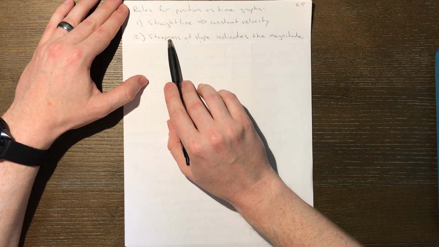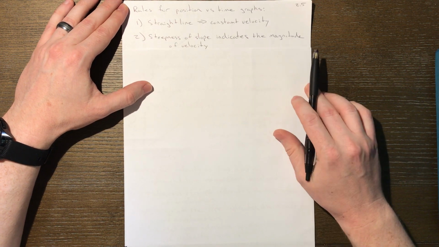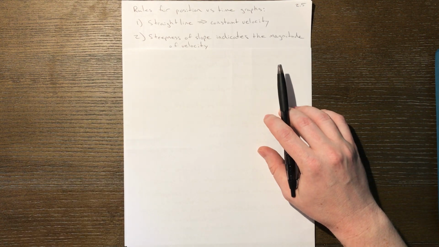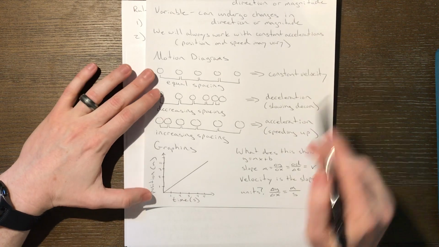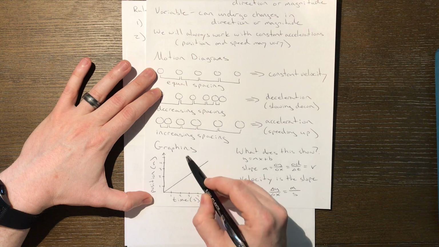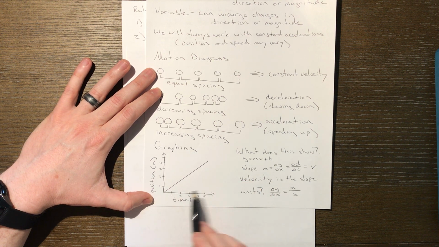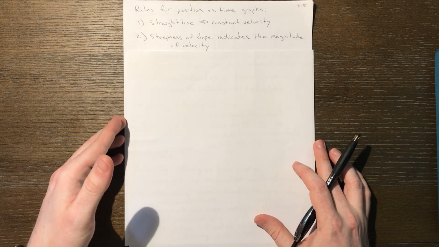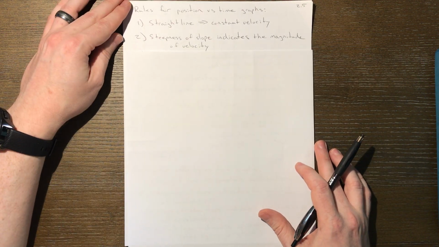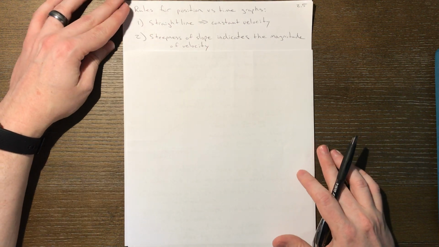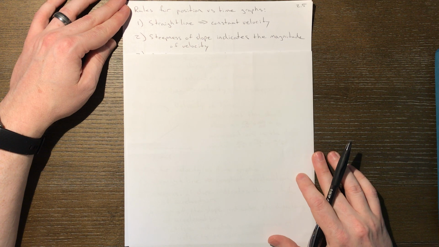The steepness of the slope indicates the magnitude of velocity. If your slope is very steep, and we can peek back at this plot, if it's steep, then you're going way up. You're changing your position very rapidly, which means you have a large velocity. And similarly, if it's not very steep, you're changing your position slowly. It's a low velocity.